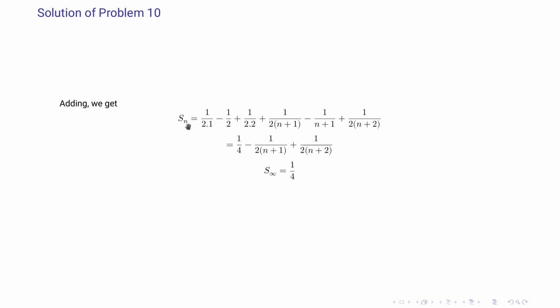So now we have the sum, which is equal to 1 by 4 minus 1 by 2 into n plus 1 plus 1 by 2 into n plus 2. So the sum of infinite terms would be 1 by 4, because this will become 0 because of infinity in the denominator, and this will become 0 for the same reason. So with this, we come to an end of our summation of series problems.